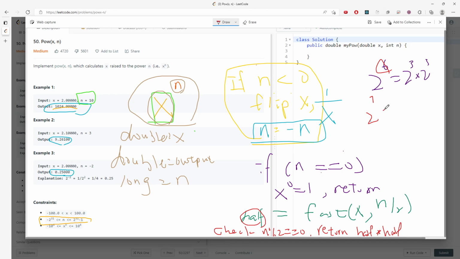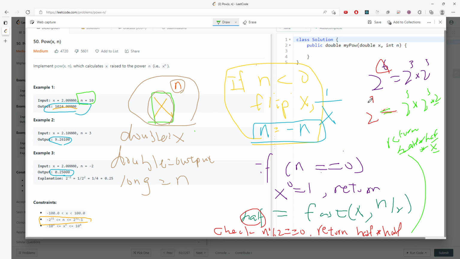So what if this is 2 to the 7? 2 to the 7 is going to be exactly the same thing. So this is going to be half, right? This is going to be half, 2 to the 3 times 2 to the 3 times 2, right? So we just have to times the base number, which is x, right? So this is going to check n mod 2 equal to 0. Then you return this, and then everything else return half times half times x, right? Which is the base number.